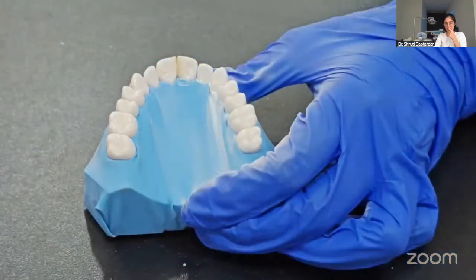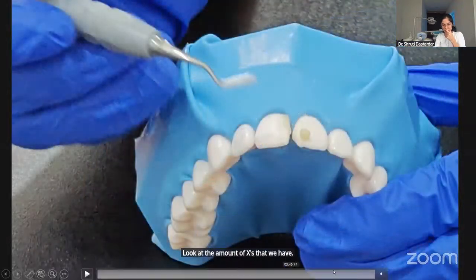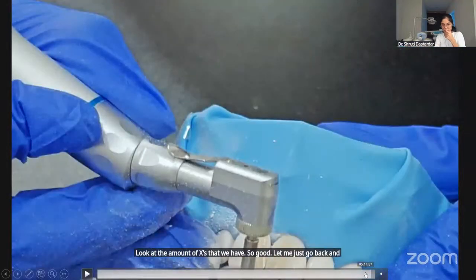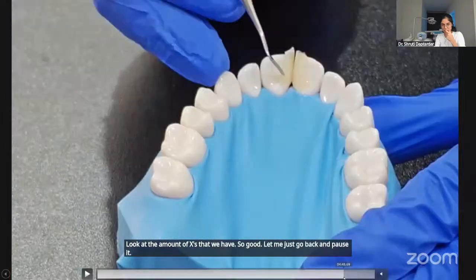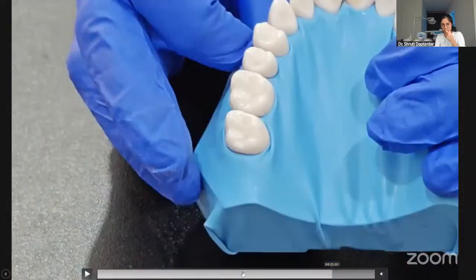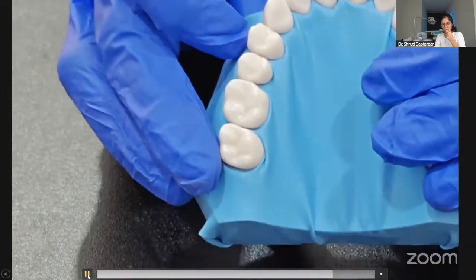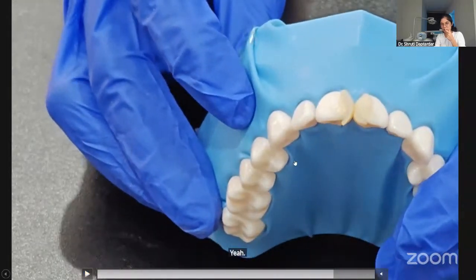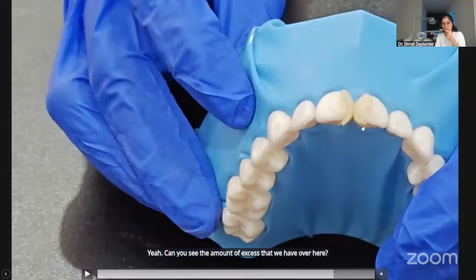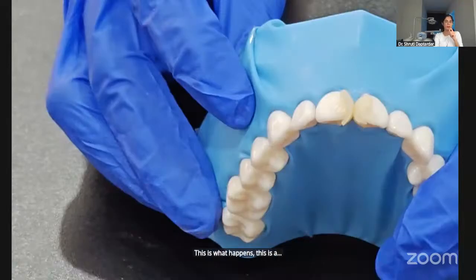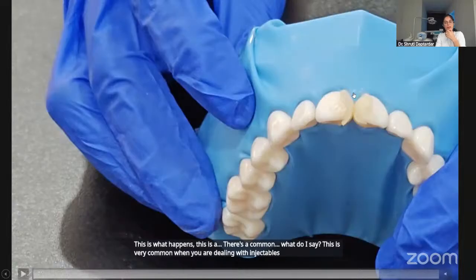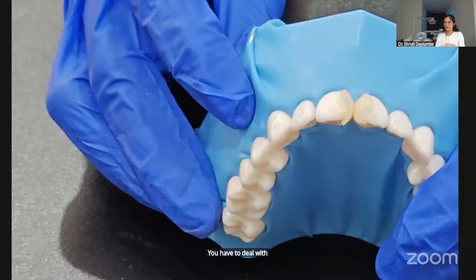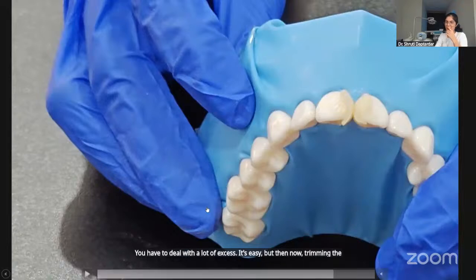Look at the amount of excess that we had. Let me just go back and pause it. Can you see the amount of excess that we have over here? This is what happens. This is very common when you are dealing with injectables. You have to deal with a lot of excess. It's easy, but then trimming the excess is going to be a headache.